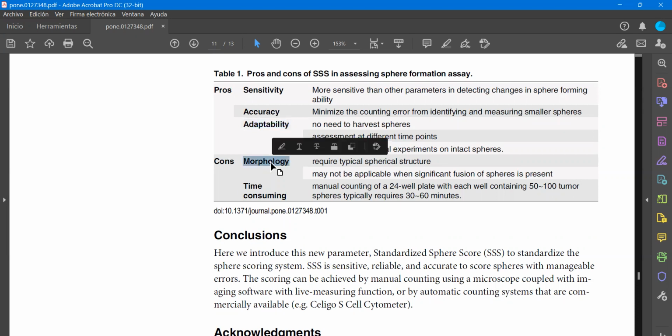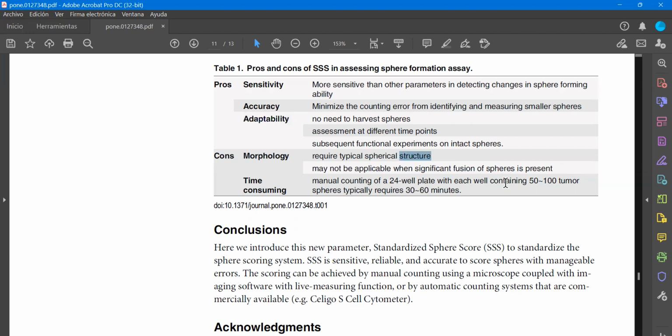The cons are the morphology, because it requires a typical spherical structure, and it's time-consuming because to be able to count a 24-well plate that contains between 50 to 100 tumor spheres typically requires 30 to 60 minutes. And it is not applicable when significant fusion of spheres is present.